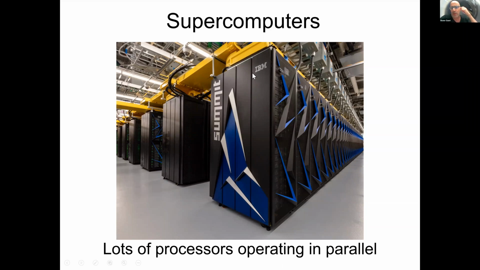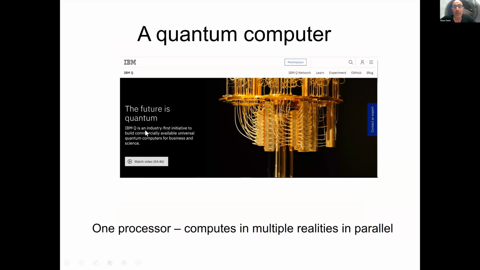It's not a supercomputer because it uses one very, very fast processor. It's a supercomputer because it has tens of thousands of regular processors that are operating in parallel. It's a cluster of processors. That's why it's the strongest computer on Earth today. A quantum computer is not a parallel computer in the sense that it doesn't have a cluster of processors working in parallel. It has a single processor, but that single processor computes in multiple realities in parallel. That's the reason a quantum computer is in principle more efficient than a regular computer.